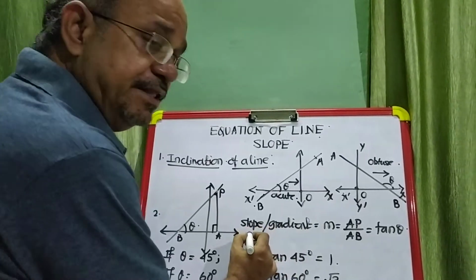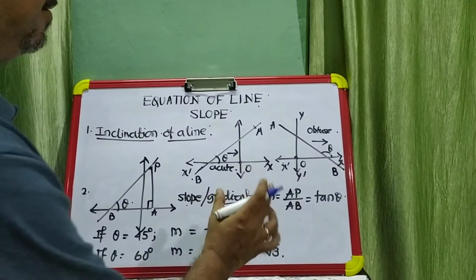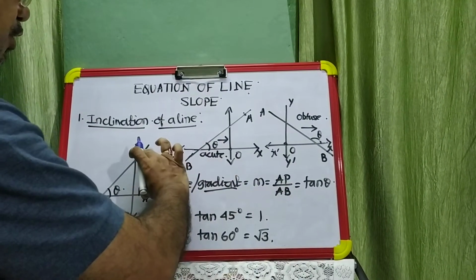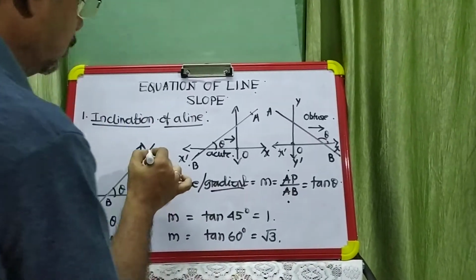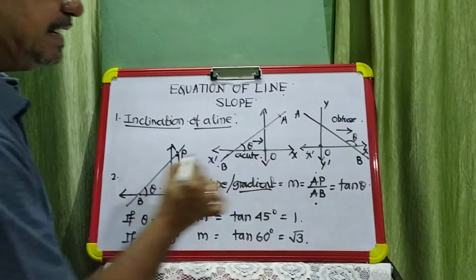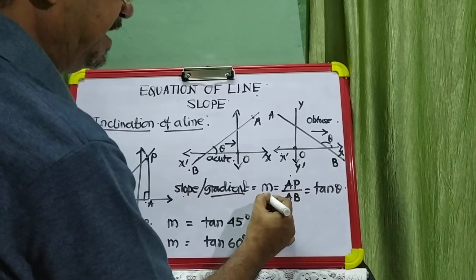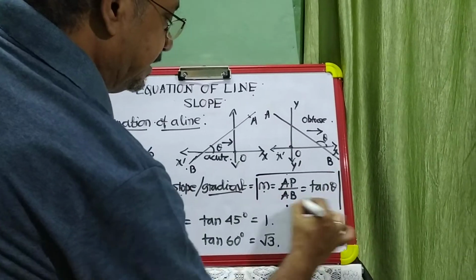So here we define the slope of the line, or slope is also known as the gradient of a line. Slope m is equal to the ratio of AP and AB, AP by AB. And if you look at this triangle, AP by AB is nothing but tan theta. So we can say slope of the line m is equal to tan theta.